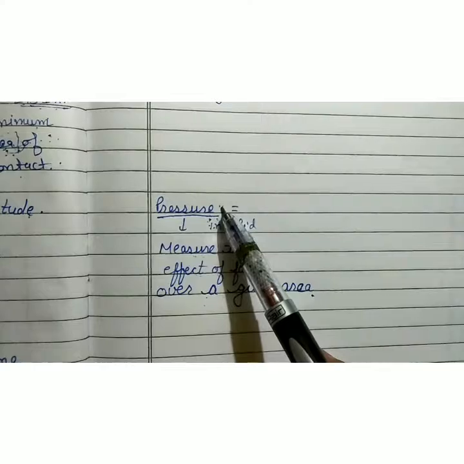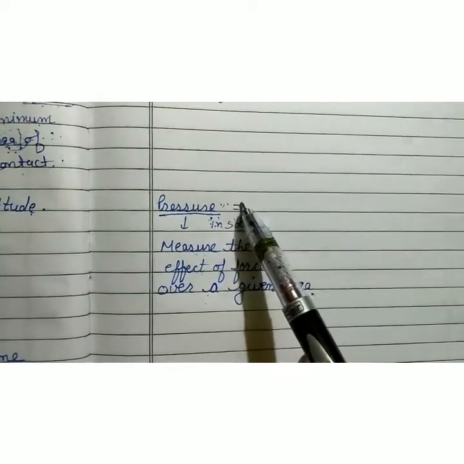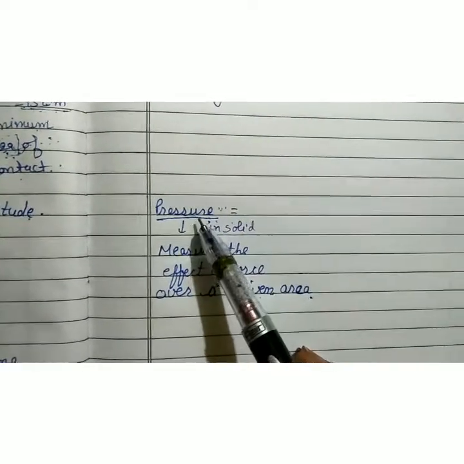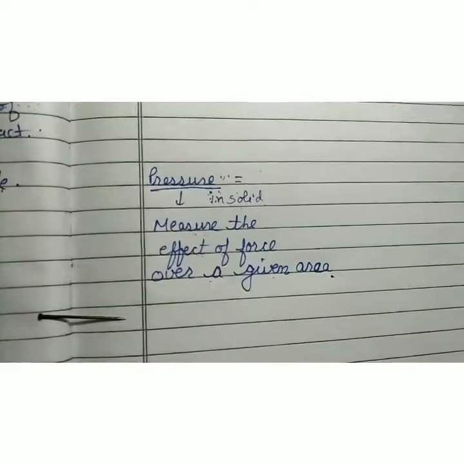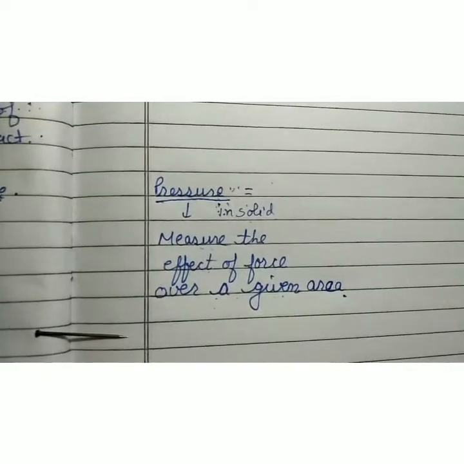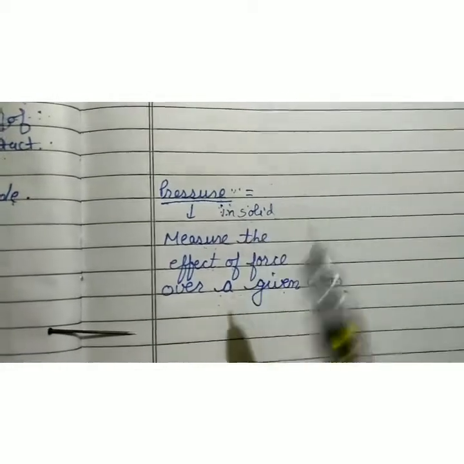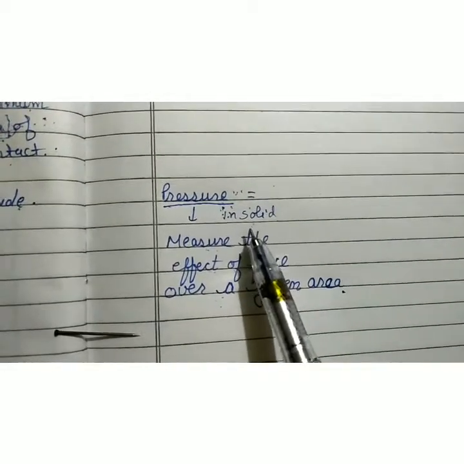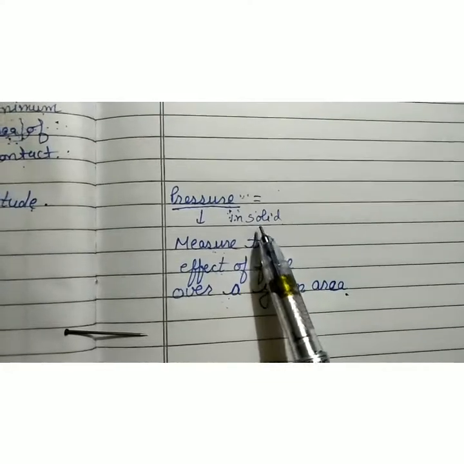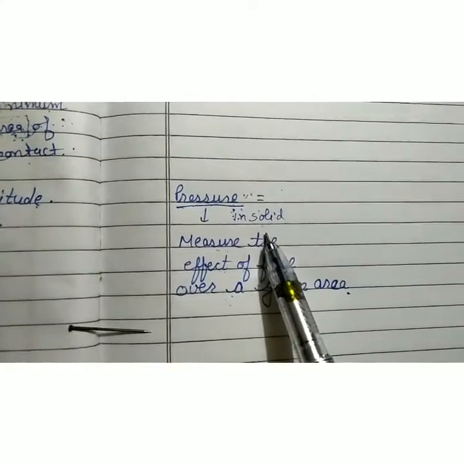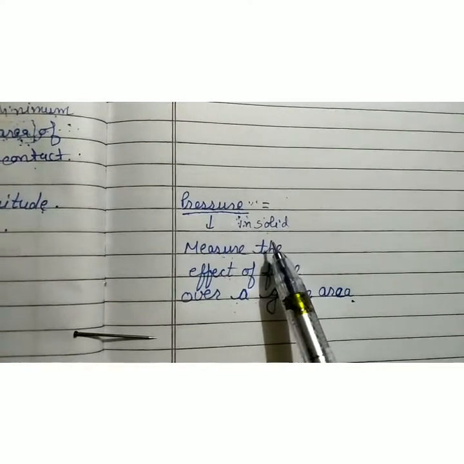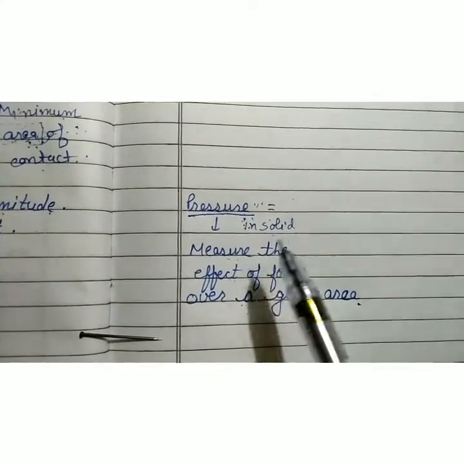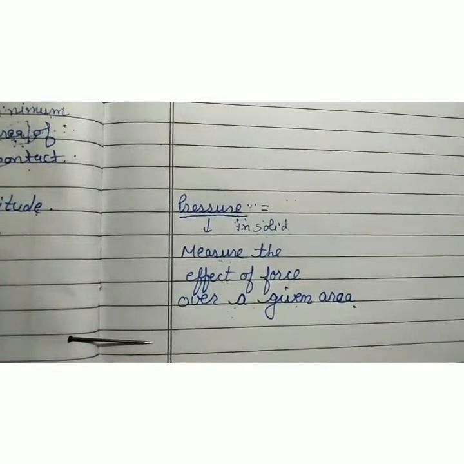Pressure is found in solids as well as in liquids and gases, but today we will study pressure in solids only. Now the first question comes: why do solids exert force? Because solids have weight, meaning solids have mass, and due to their mass they apply a force, they apply a pressure on the surface of other objects.